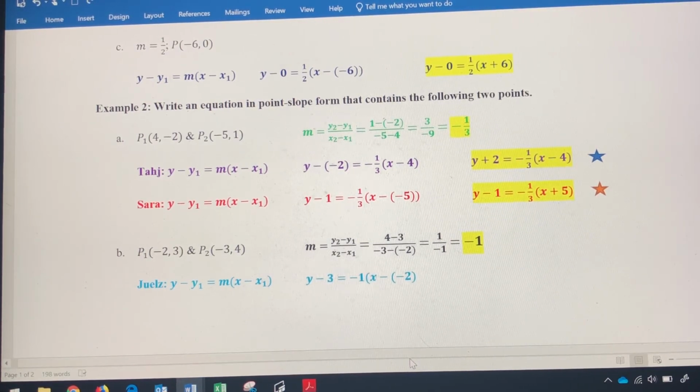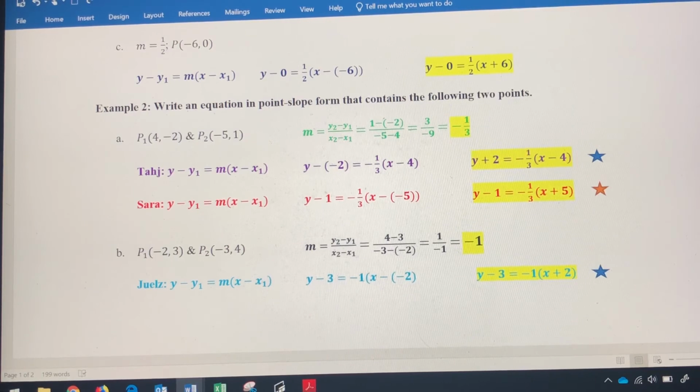All right, so we clean that up. On the left side, y minus 3, nothing to do. On the right side, it'd be negative 1 times parentheses x plus 2. Okay, Joel's would be correct. He used the correct slope. He chose point 1, and he did everything correctly, so he's correct.